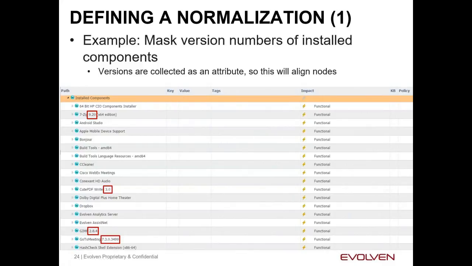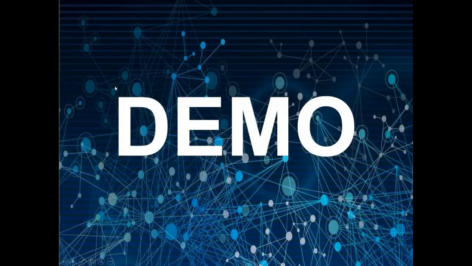So let's do one more example of a normalization here. In this example, what we're going to do is take a look at normalizing out version numbers in our installed components. Now, is this something that I'm telling you to go and do, this particular normalization? Absolutely not. I'm simply using it as an example, but hopefully you'll get some additional ideas of how normalization can be done. So let's take a look at this example.